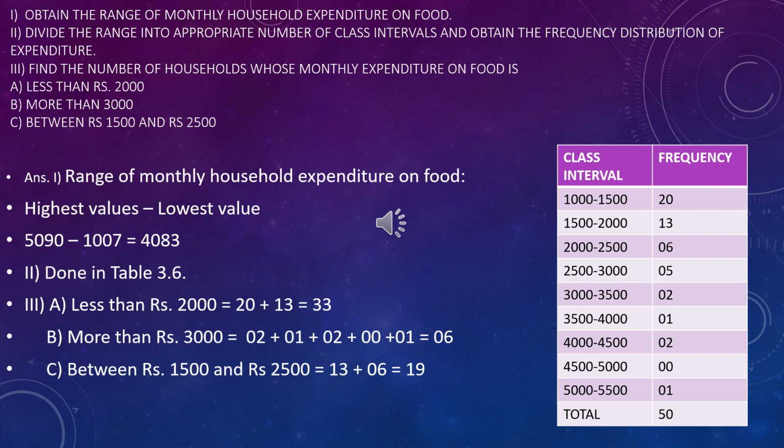Now the last question is: between rupees 1500 and rupees 2500. So here we find between 1500 and 2500 rupees, it is 13 and 6. So we add up 13 plus 6, which is equal to 19.